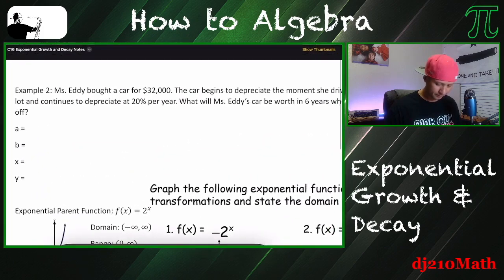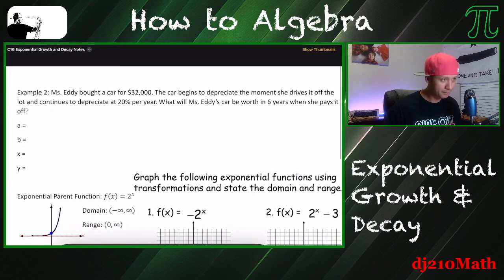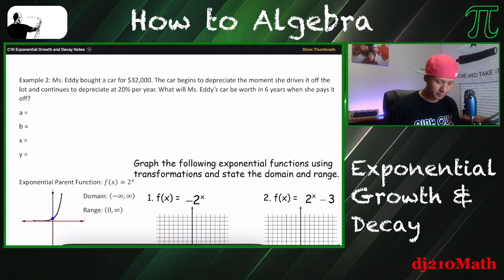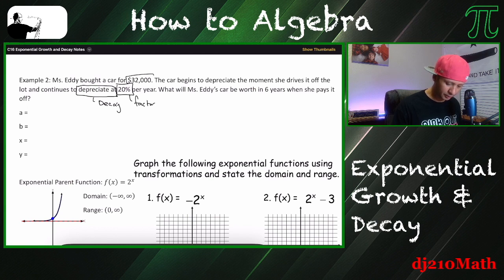Okay. Second example. Miss Eddie bought a car for 32 grand. The car begins to depreciate the moment she drives off the lot and continues to depreciate at 20%. So depreciate is another word for decay. 20%, this is our factor. And 32K is going to be our initial amount. And we want to see what the car will be worth in 6 years. So this is our time.